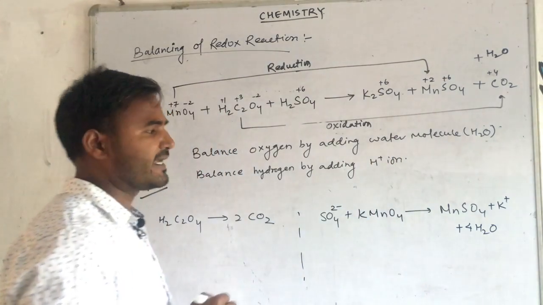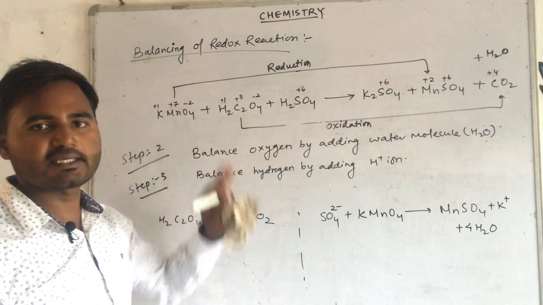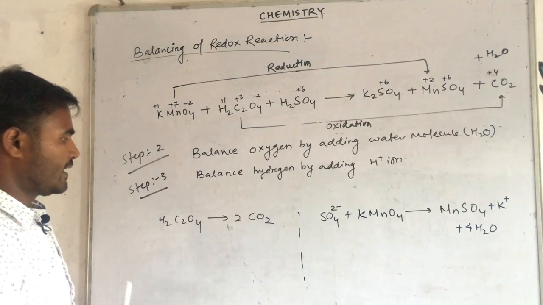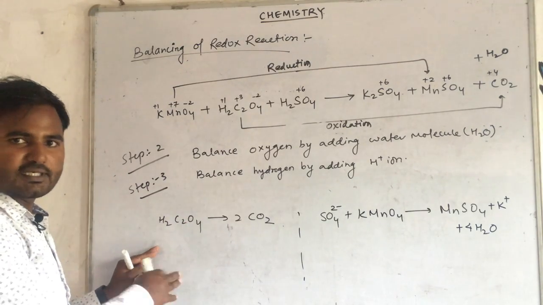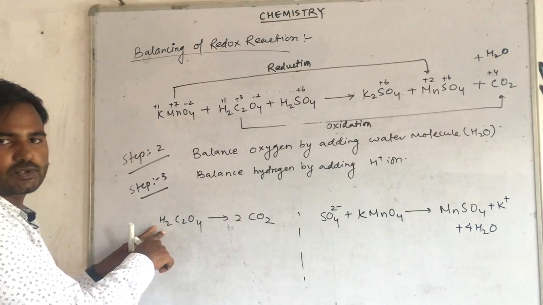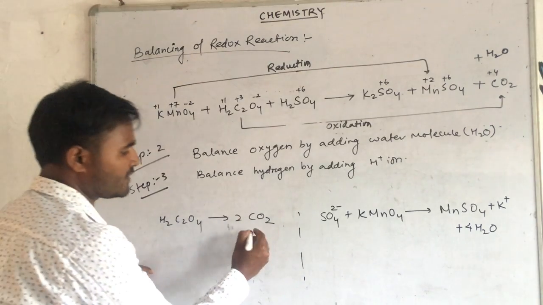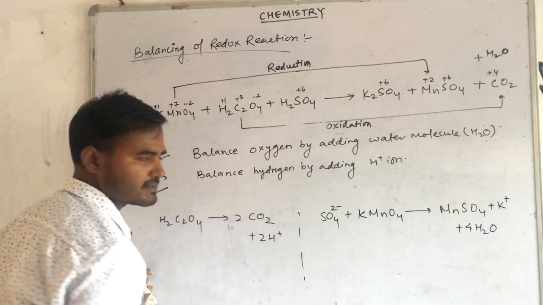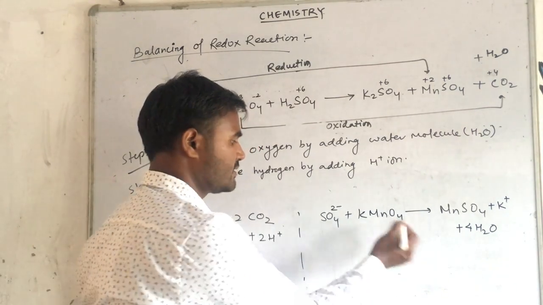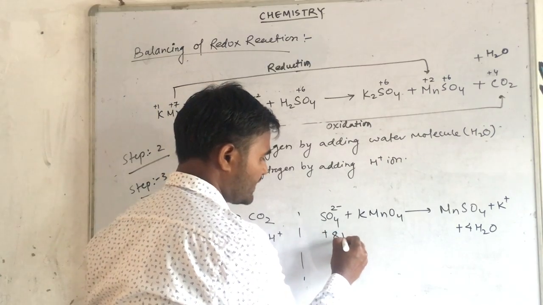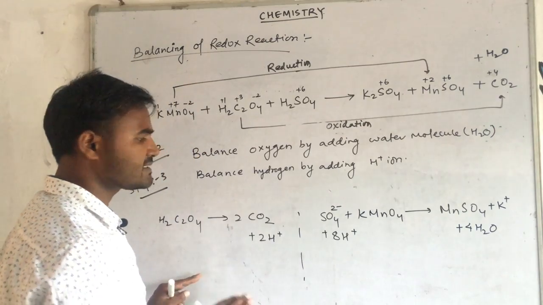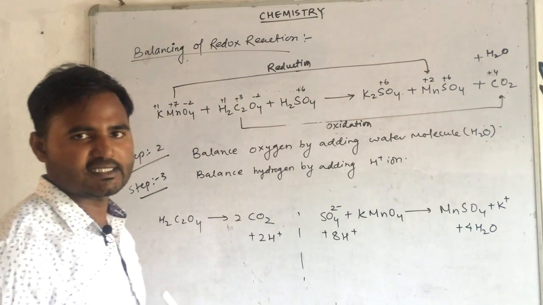Why we'll add H plus? Because reaction is in acidic medium, so you have to add H plus ion. Now again come to the halves. In this half, in reactant side, 2 hydrogen, but there is no hydrogen, so you have to add 2H plus. Clear? Similarly, here 4 hydrogen, no hydrogen, so you have to add 8H plus. Clear? So I think oxygen is balanced, hydrogen is balanced, main atom is balanced.